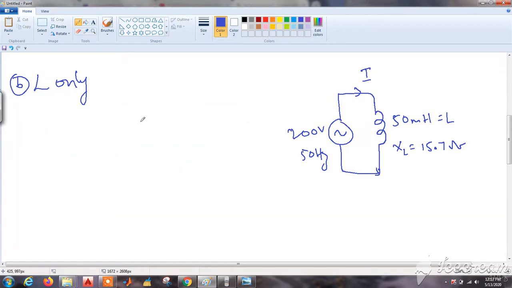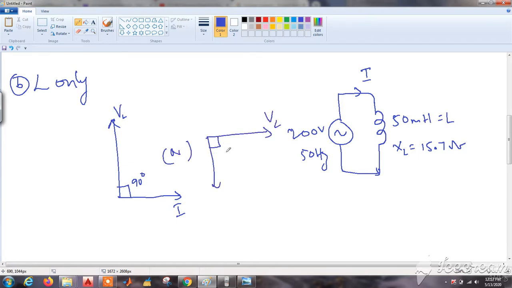Now coming to the phasor diagram, we know that voltage leads current by 90 degrees in case of an inductor. So we can write VL here. VL is nothing but the voltage across the inductor. Also V we can write, and sorry, this is I, lagging by 90 degrees. Or you can also draw like this. This is also the same.